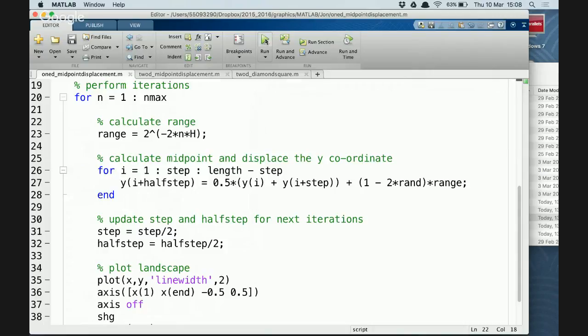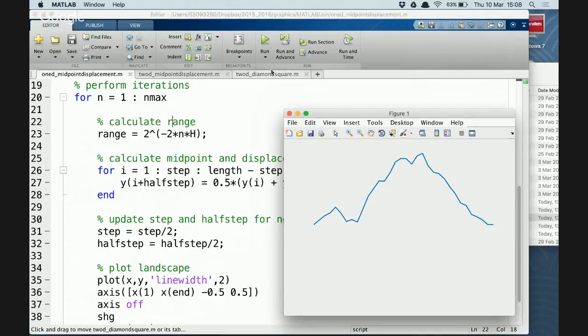Why is it running so slow? I don't get this. Have I asked it to run? Oh, maybe not. So if I run it a third time, so that's a random landscape. It doesn't look that impressive. It's only 1D, or somewhere between 1 and 2D.